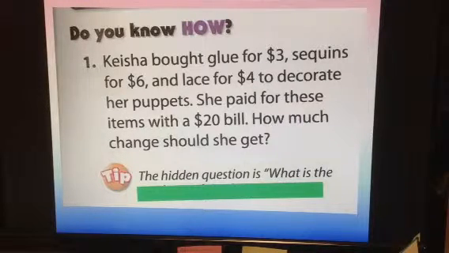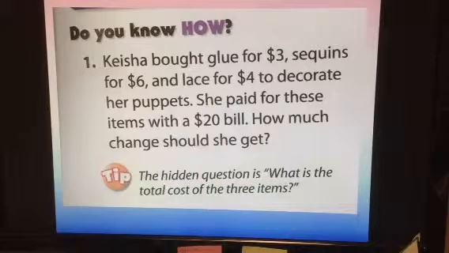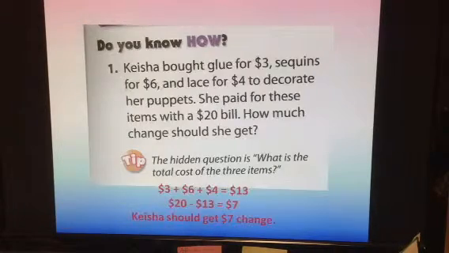The hidden question is, what is the total cost of the 3 items? What is $3 plus $6 plus $4? We need to add those up before we know how much those things cost, and we can't solve the problem without knowing how much they cost. 3 plus 6 plus 4 is 13. $20 is how much she gave, $13 is how much it costs, so if we do 20 minus 13, we know how much change she should get. 20 minus 13 is 7. Keisha should get $7 change.